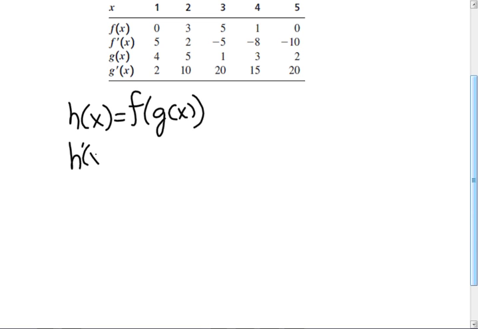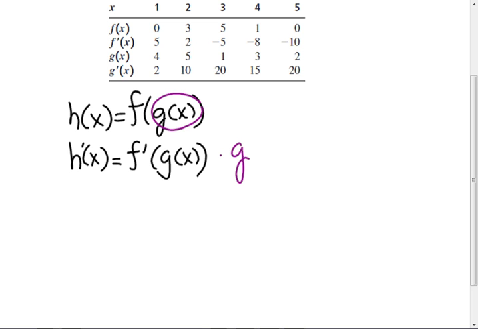That's a composite function. So you do what? The derivative of the outer function. What's the outer function? F. So that's F prime. Does the G of X change? No. This is F prime of G of X times the derivative of the inner function, which is G prime of X. That's the chain rule.